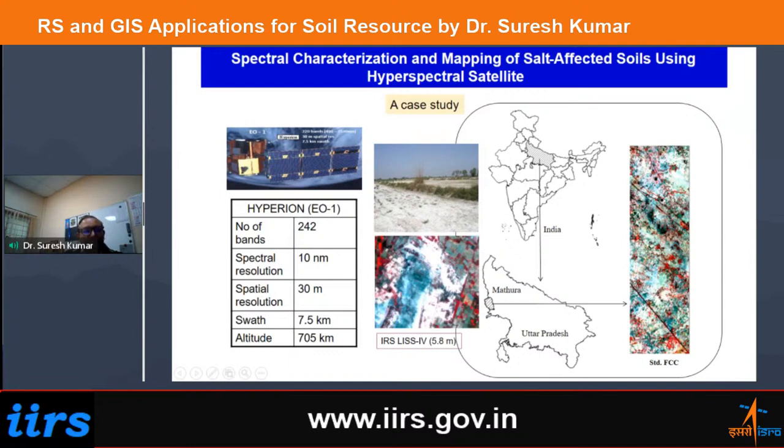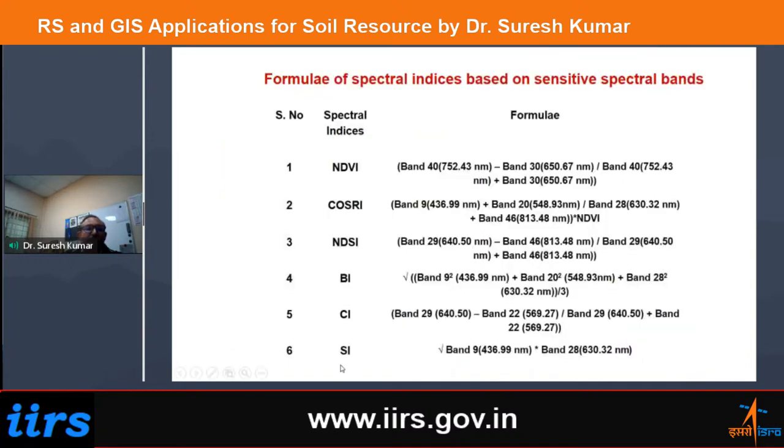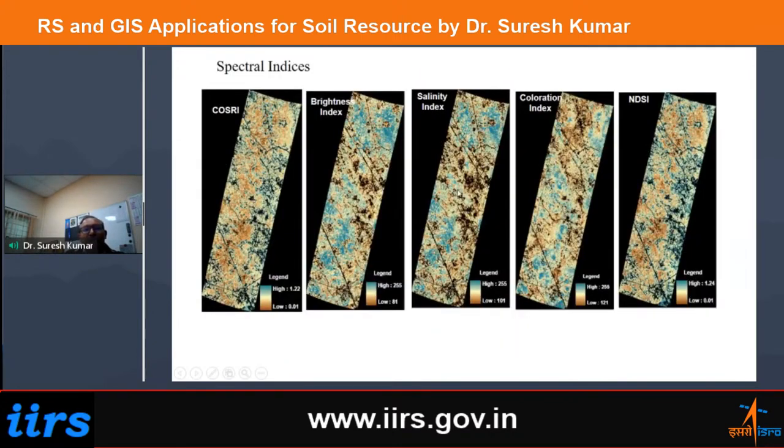Presently, this satellite is not working, but we have taken the data at that time, and it had 242 spectral bands. We analyzed this satellite data to quantify the salt concentration, and we generated these spectral indices: NDVI, NDSI, that is the normalized difference salinity index, brightness index, color index, and salinity index, with the sensitive spectral bands.